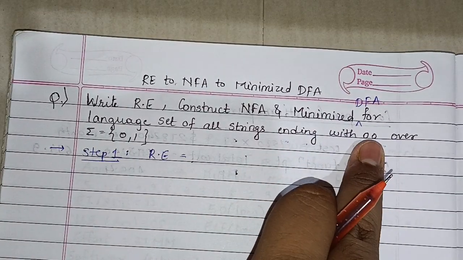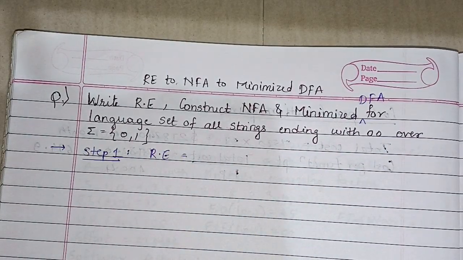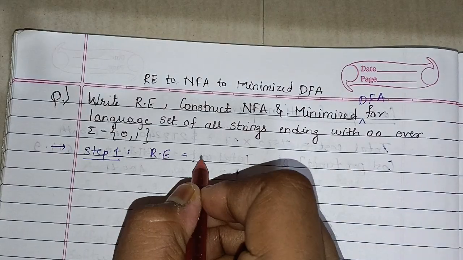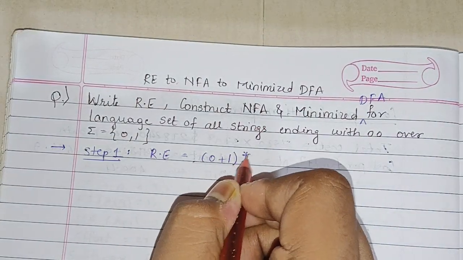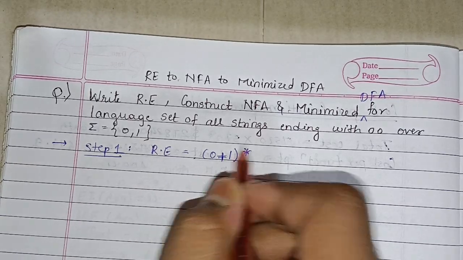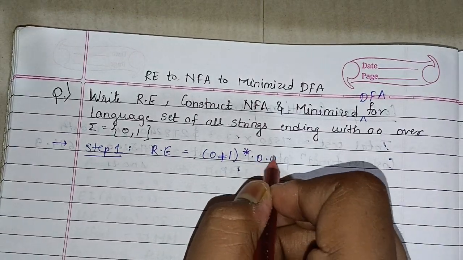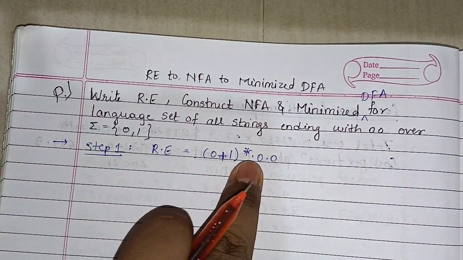Ending with 00, and it can have any combination from the beginning. As I told you, any combination means the closure (0 union 1)*, this is union and closure, and then dot 0 dot 0. This is concatenation.